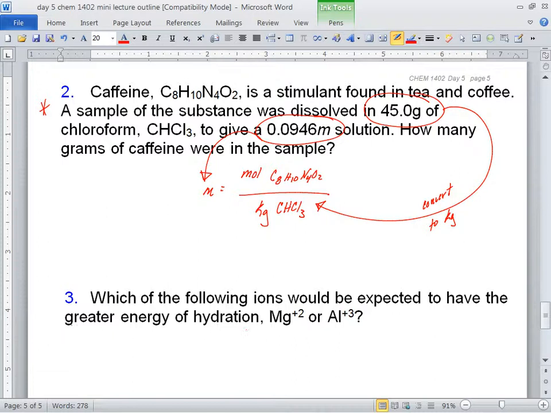What would be your answer for number 3, then we'll let you go? Magnesium or aluminum ion? Aluminum. Because it's more positive. Good deal.